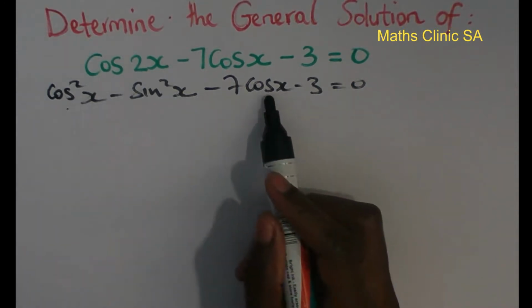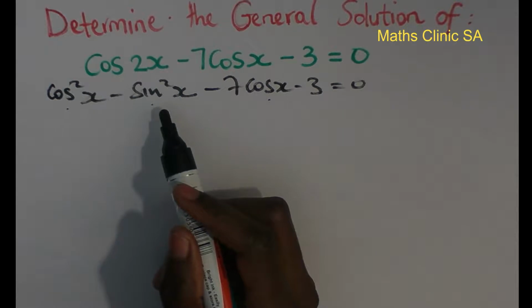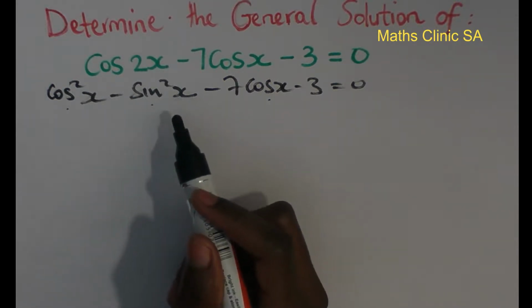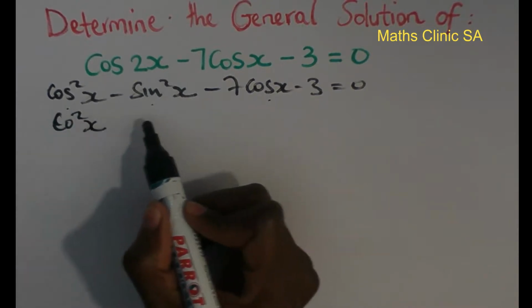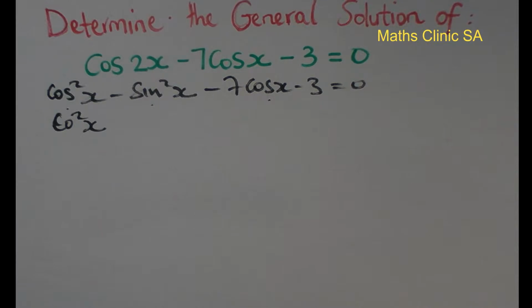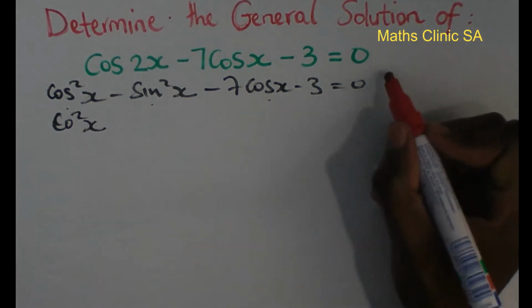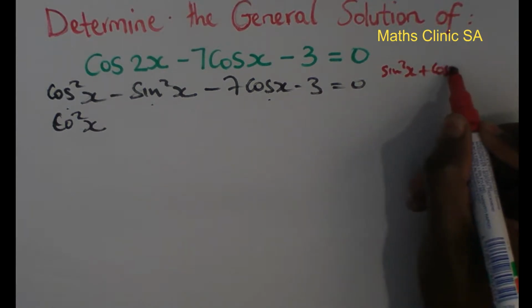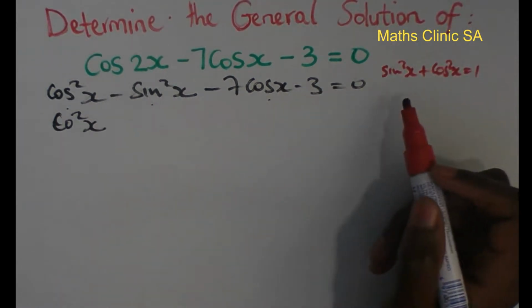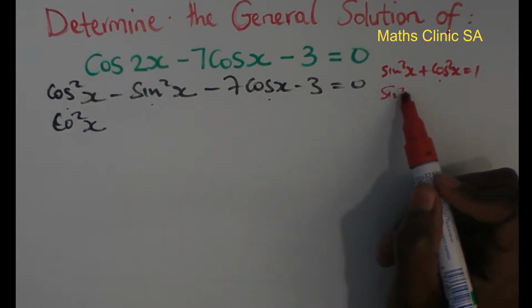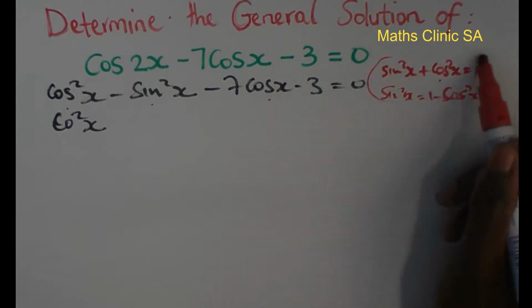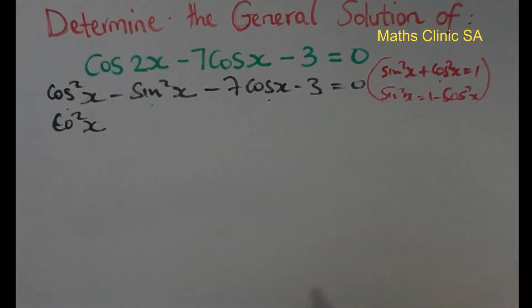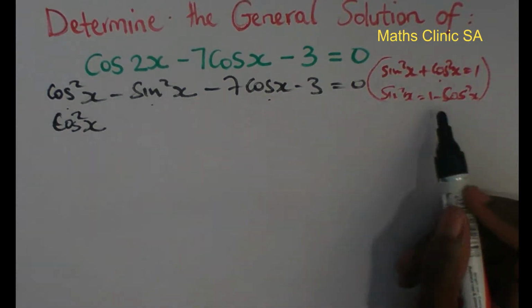Since we already have cos squared and cos here, we must change the sine squared into cos, so we write it using an identity in terms of cos only. We know that we want only cos in our equation. I will use the square identity, which says sine squared x plus cos squared x equals 1. So sine squared x equals 1 minus cos squared x, which means that our sine squared is 1 minus cos squared x.